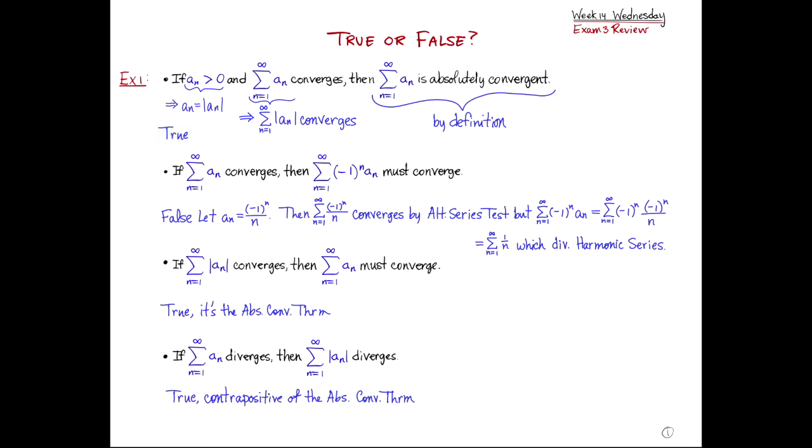Contrapositive means if we swap the order of the absolute convergence theorem and we negate each statement, then what we get back must be true. Swapping the order, we would have if the series a sub n diverges, then the absolute value of the series must diverge as well. Contrapositives of theorems are always true. If you see a true-false question on the exam, this is the amount of work that you should show and the general approach that you should take.